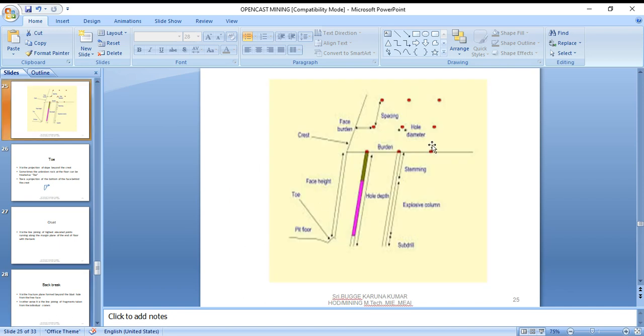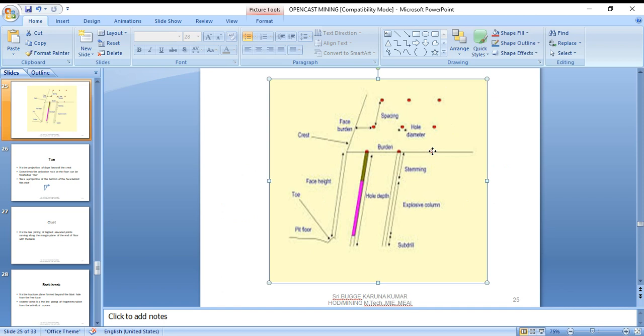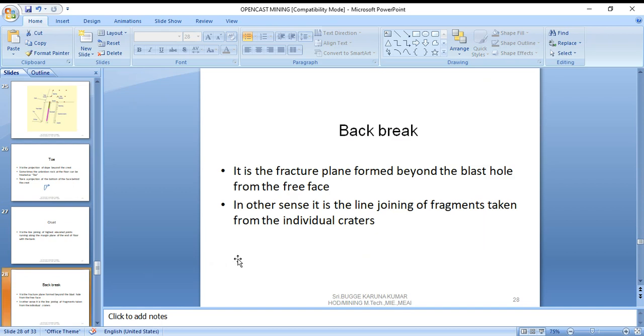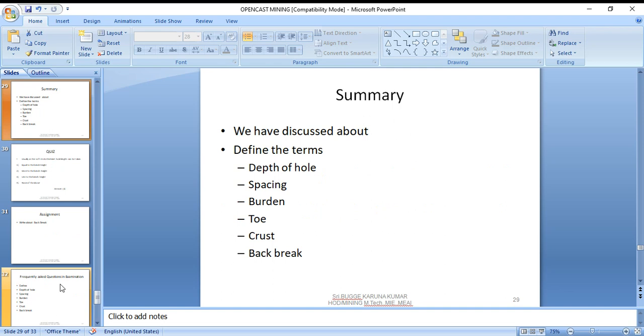So for example, this is the back break. This should be uniform. That is called back break. In other words, it is the line joining fragments taken from the individual craters. From the fragmentation taken, each ore has its own crater property. So these are the things with which we are completing this lecture.